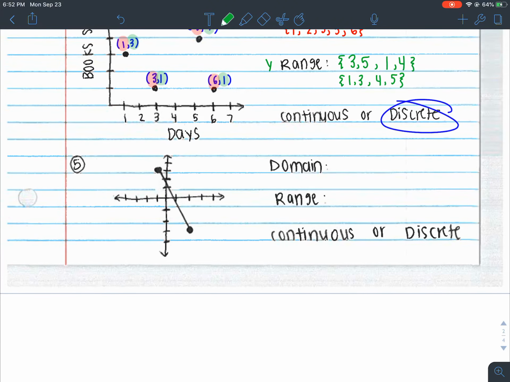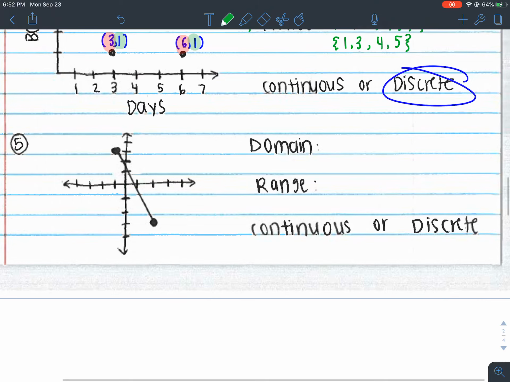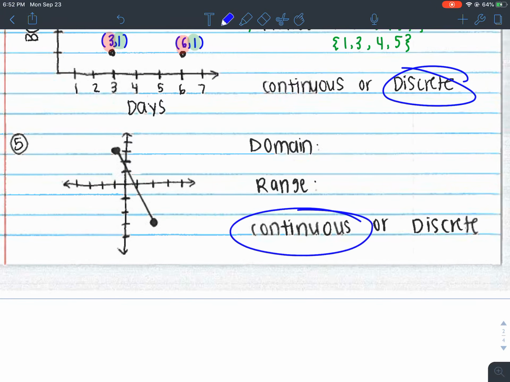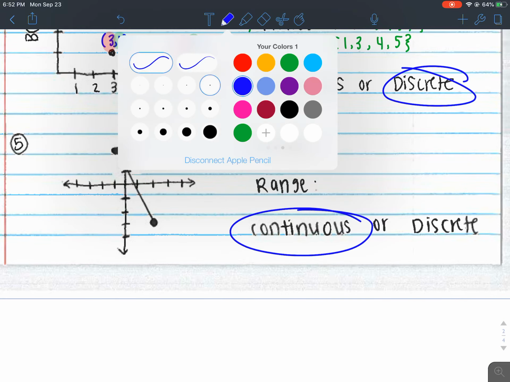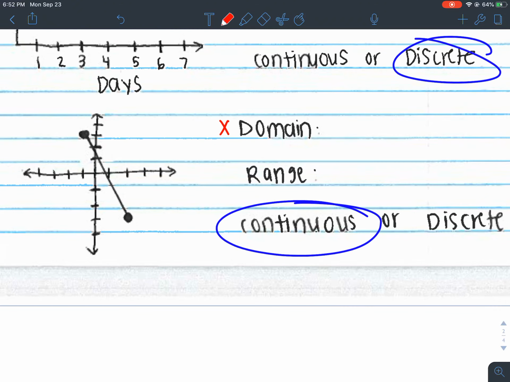All right, number 5. Now this one's a little bit different from the last ones we saw. This is still a graph, however this is a solid line. And since it's solid and all connected, this is going to be a continuous function, not discrete, because it's not broken, it's a whole graph. So when I'm talking about my domain and range, it's going to have inequality signs. Now since my domain is my x values, I'm going to go ahead and put an x in the middle. And for domain, I'm going to go left to right, like "LR."